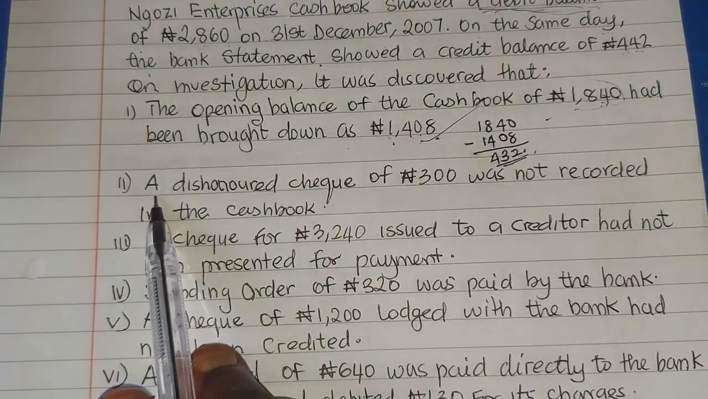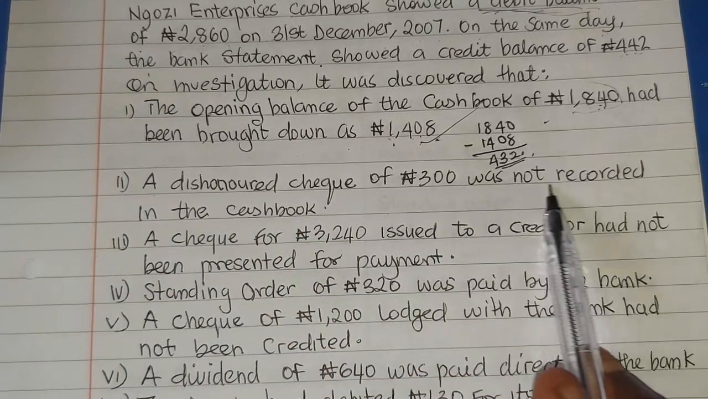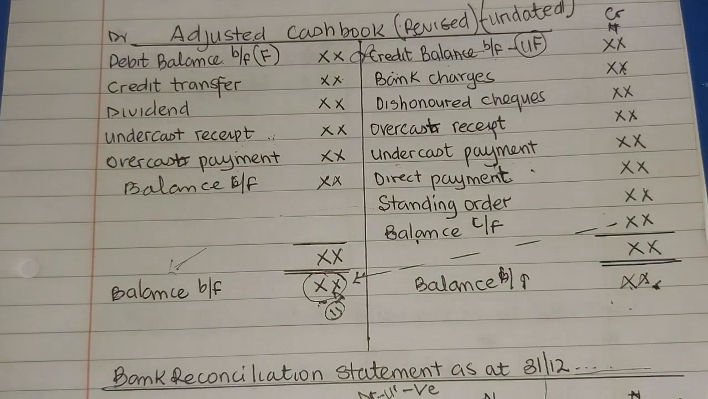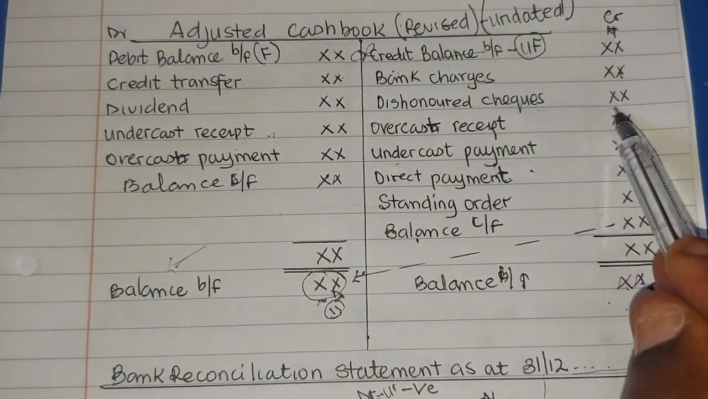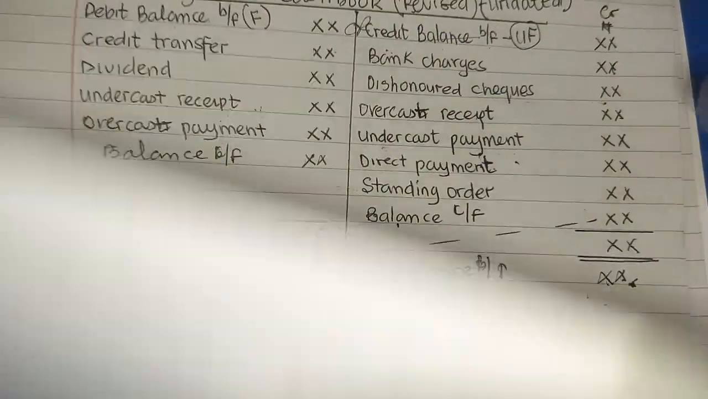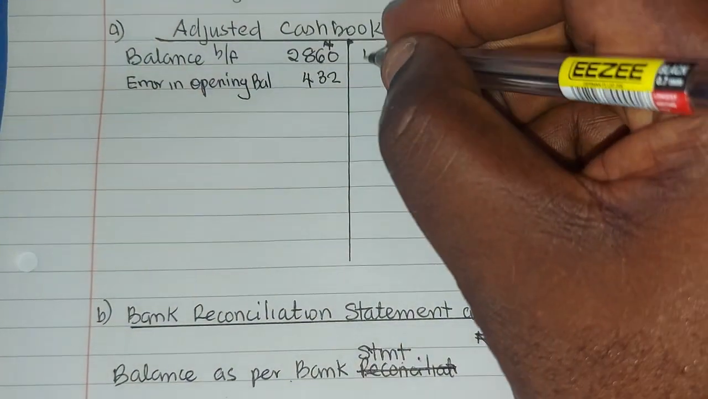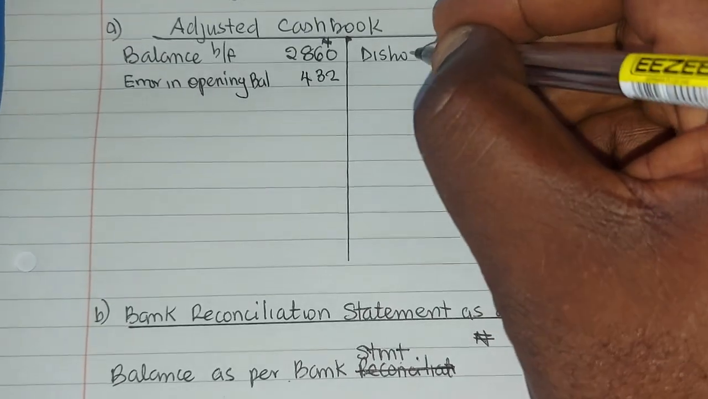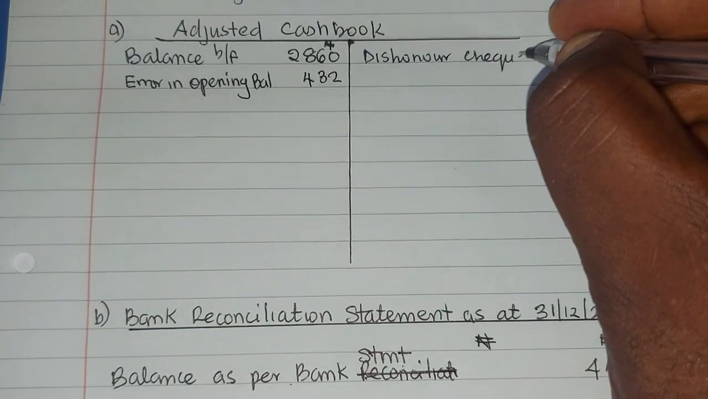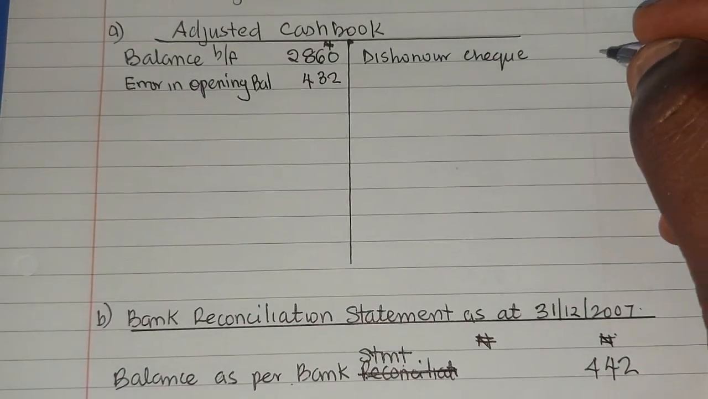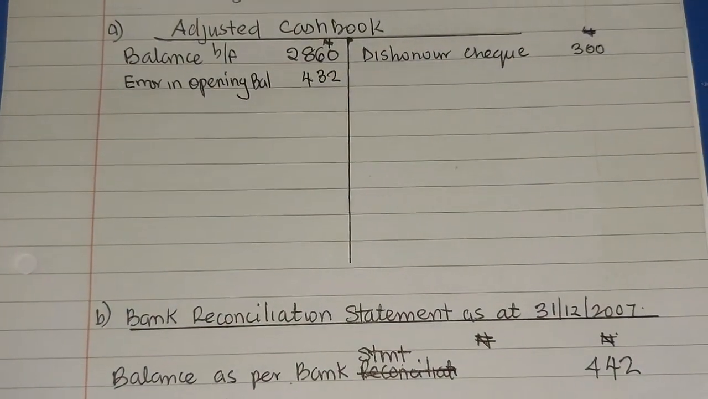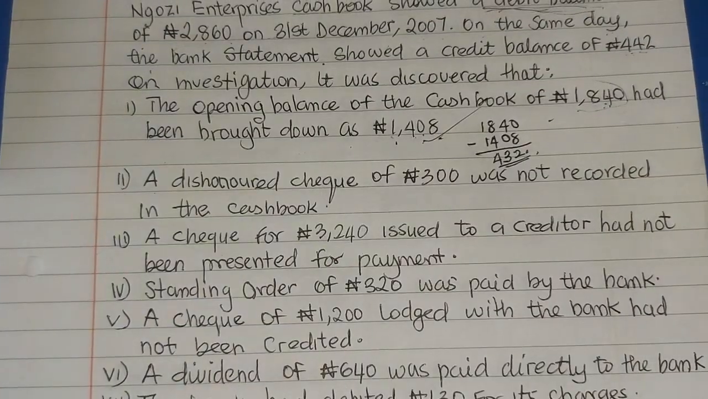Then the next item says a dishonored cheque of 300 naira was recorded. So from the format, dishonored cheque will be on this side. Then we come here, right? Dishonored cheque. How much is the dishonored cheque? That is 300 naira. Okay. Then you come down.